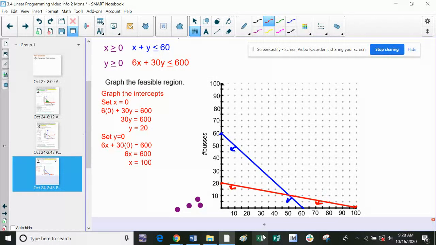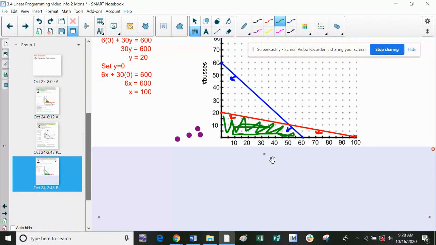Now, where is your feasible area? Where are you less than the 600 square meters and less than the 60 vehicles? Well, it's going to be this area right in here, bounded by the red and the blue. So that area right there. Okay, notice I didn't really do anything with these. I just put them in there.